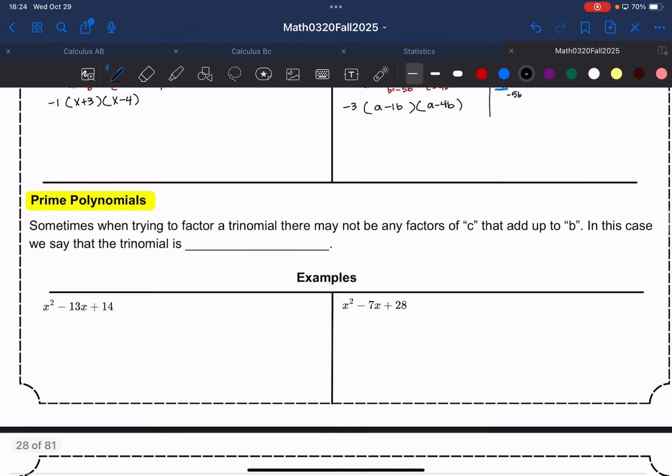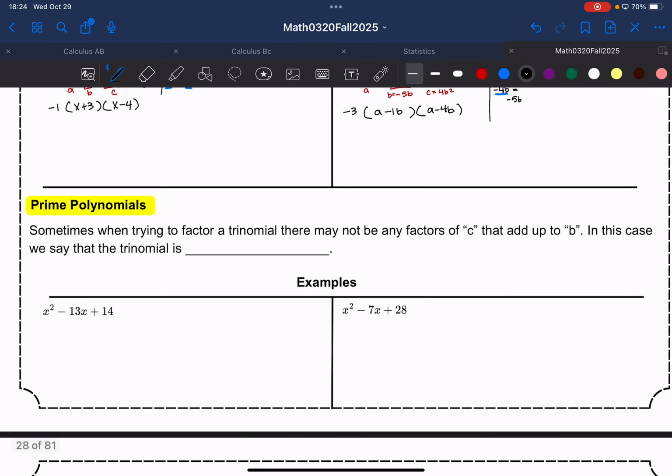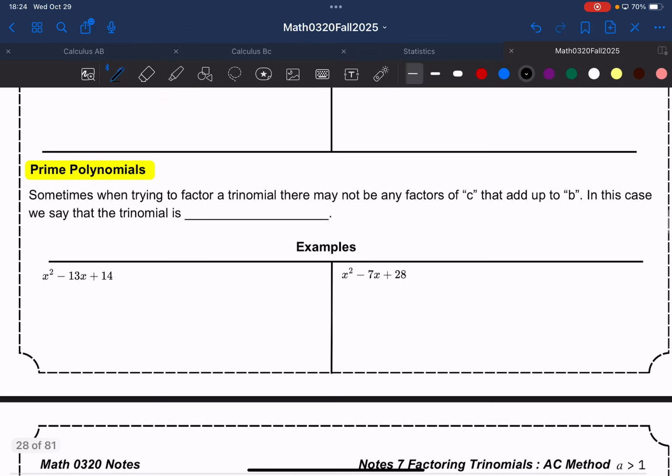So last part of the note is prime polynomials. It says sometimes when you try to factor, you may not get any factors of c that add up to b. In this case, we say that the trinomial is prime.